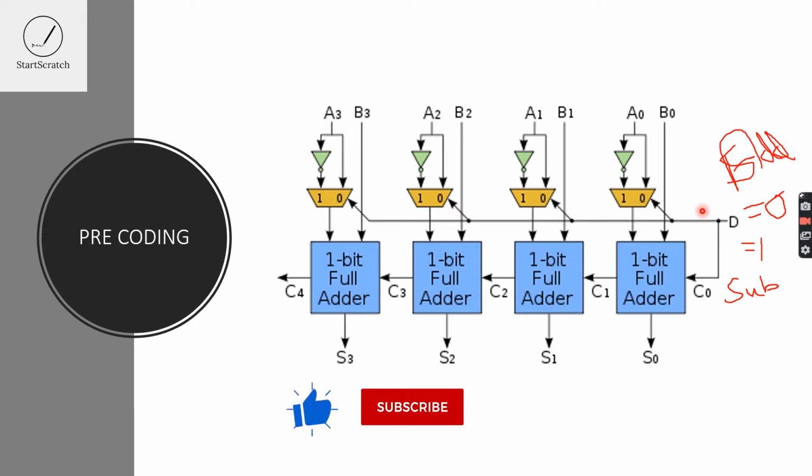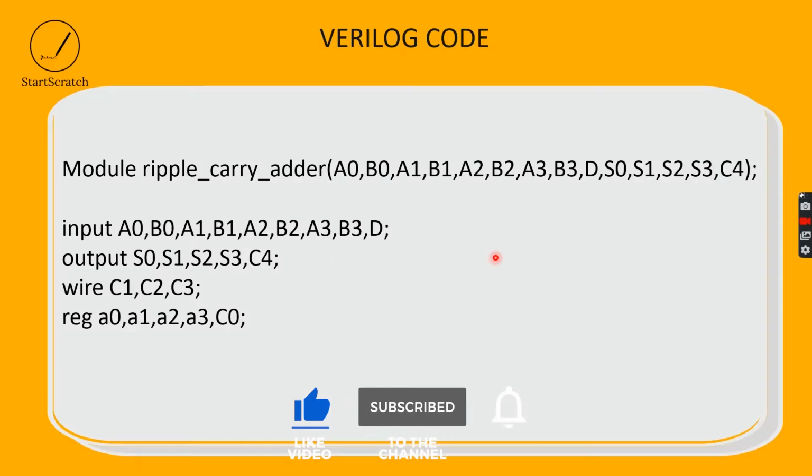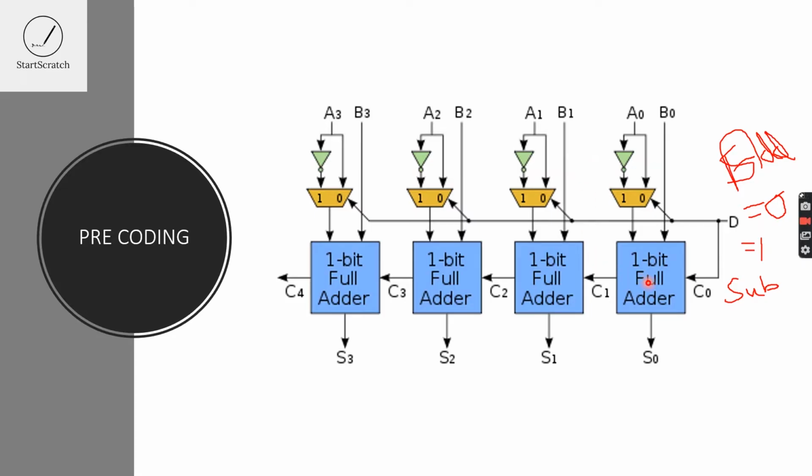And now let's move on to the coding part of our ripple carry adder. In the coding part, here is my ripple carry adder, which is the module name, and here is my port list, and here are my inputs, output wires. Here wires C1, C2, C3 are my wires, where they are not mentioned in the port list because they are just driving the values from one full adder to another full adder, that is here C1, C2, C3. But I didn't mention C4 because it's just an output, not any driving value.